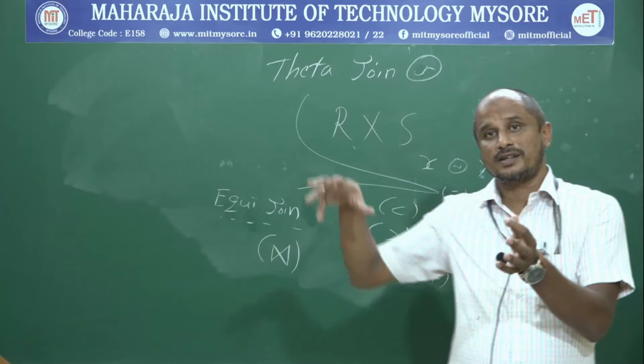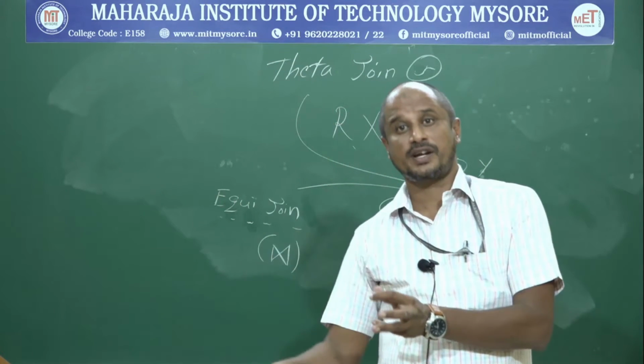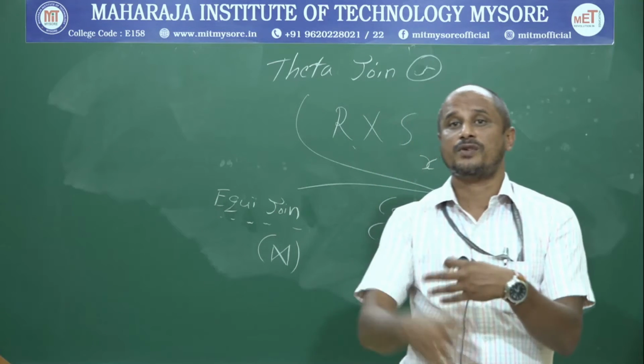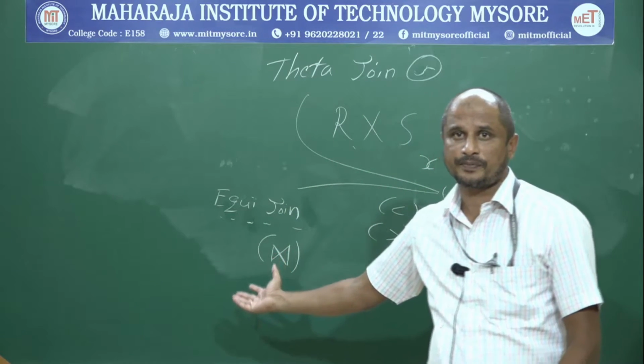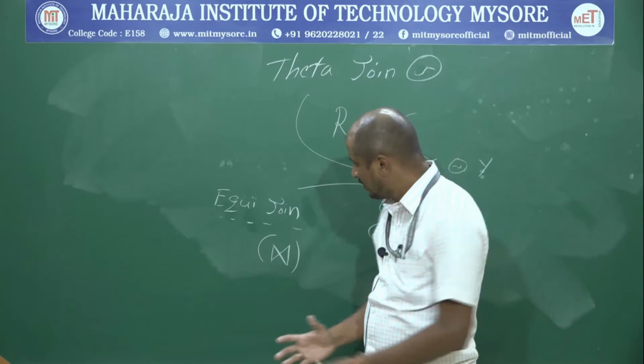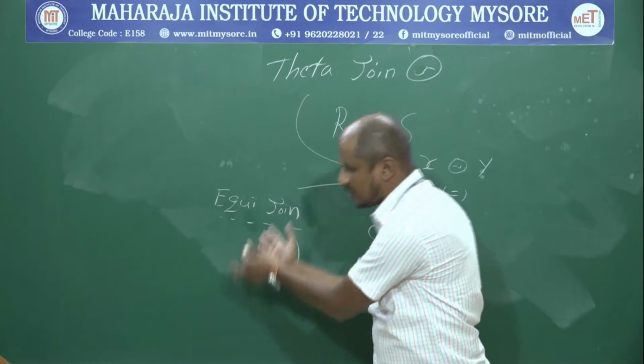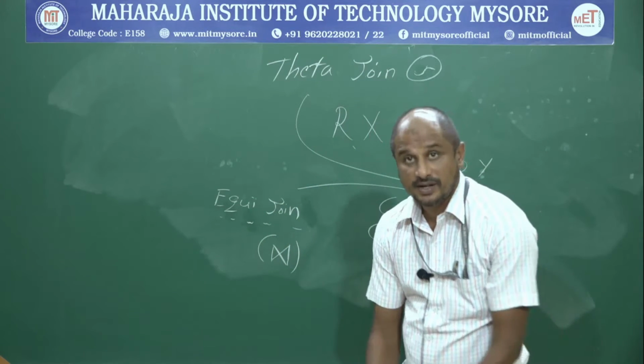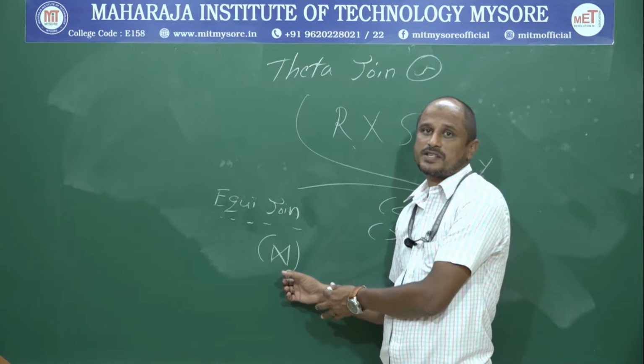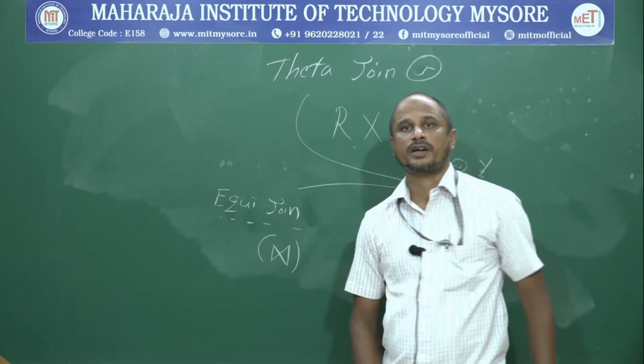So now see, natural join comes from theta join. When theta becomes equals, then it becomes equijoin. So theta equals gives equijoin, which is represented through this symbol.